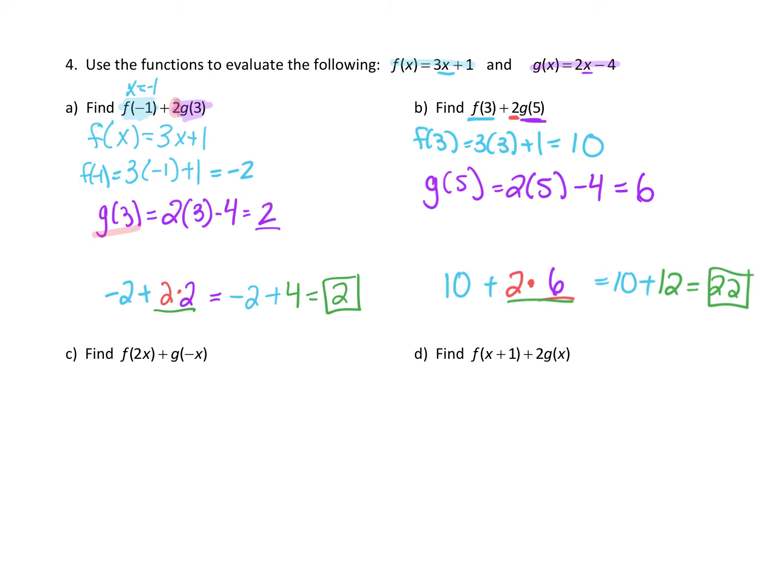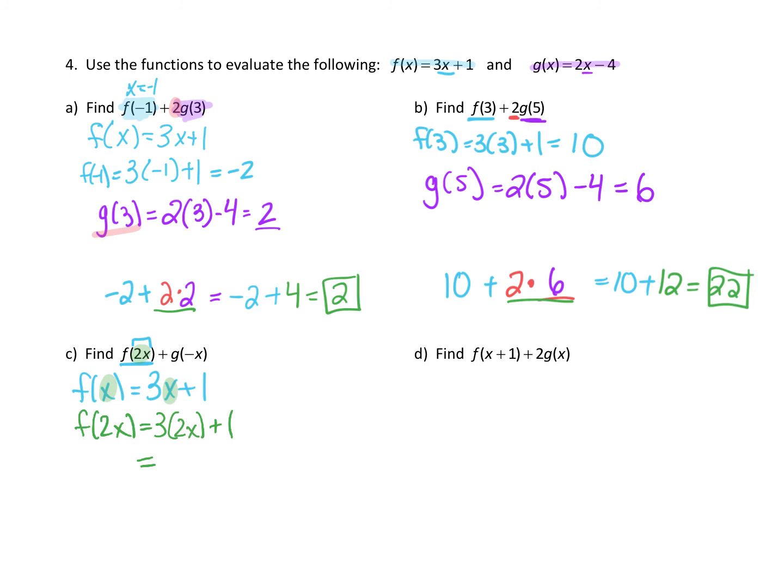All right, let's try something a little bit trickier. So now I have f of 2x. So what does this mean? This means that in the spot that was x, I'm going to replace it with 2x. So originally I had f of x equals 3x plus 1. Now, in the spot that was x, I'm going to replace those with 2x. So I'm going to have f of 2x equals 3 times 2x plus 1.